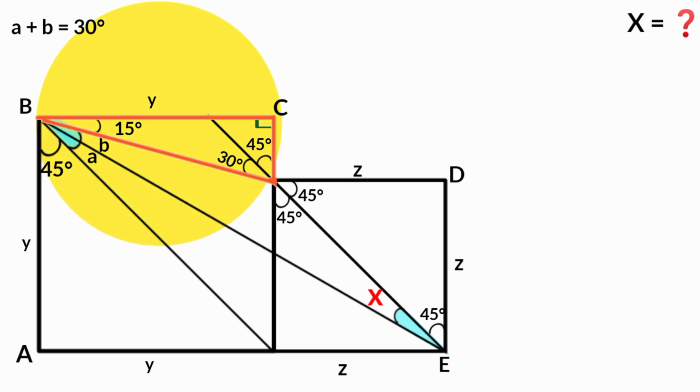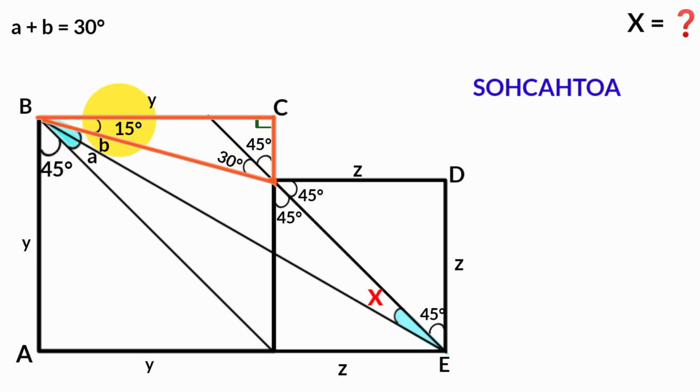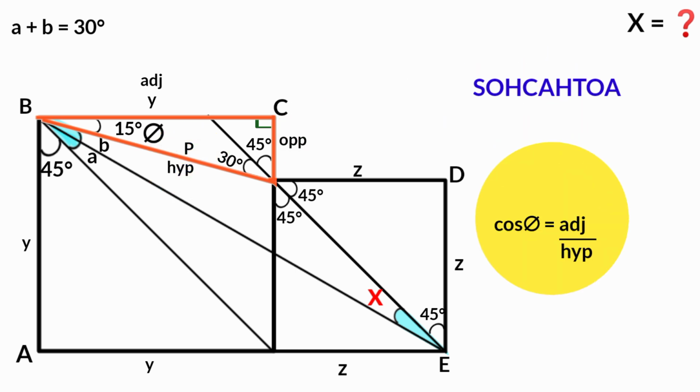Now still from this triangle here, since it is a right angle triangle, we can use the trigonometric ratios. Taking this as theta, this is the opposite, this is the adjacent, and this is the hypotenuse. Let's assume it to be P. From here, cos theta equals adjacent over hypotenuse. Theta is 15 degrees, adjacent is y, and hypotenuse is P. So cos 15 degrees is equal to y over p.